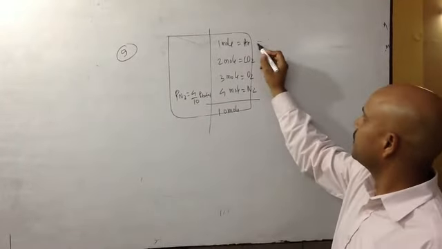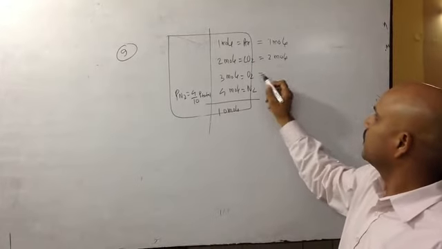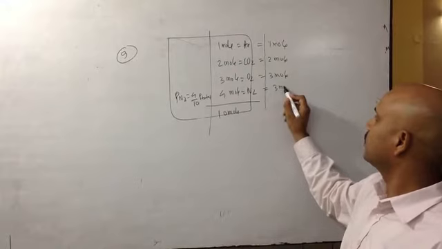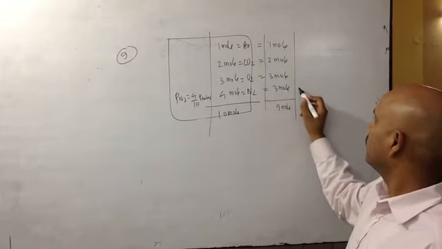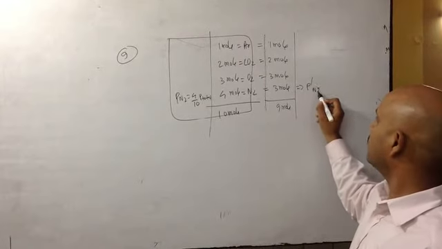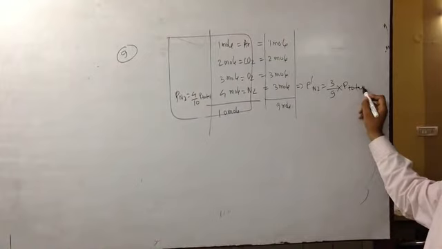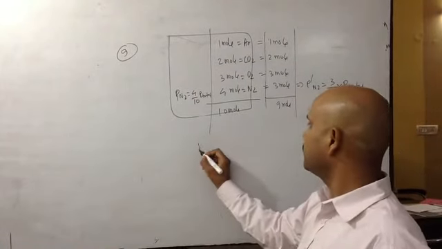Now moles have been changed. This is 1 mole, this is 2 mole, this is 3 mole, it is now 3 mole. What is total mole now? 9 mole. Now what is the new partial pressure of nitrogen? 3 by 9 into P total. Since P total is same, now find out what is the change.